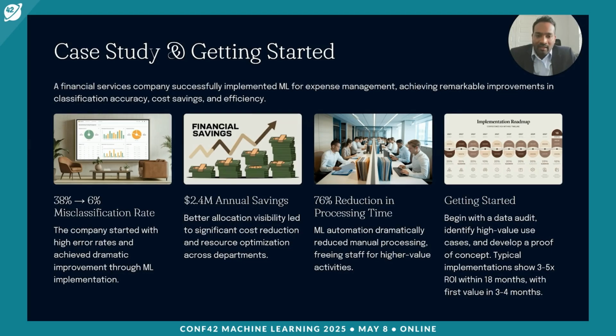And also, they were able to achieve a 76% reduction in processing time, which previously required a huge manpower for categorizing and reconciling expenses. So the machine learning model was able to take care of all that, freeing up the time for the team to focus on higher value work. This was all achieved within an 18-month time frame and showed an ROI of 3 to 5x. And the initial values with the low-hanging fruit models were achieved within 3 to 4 months.